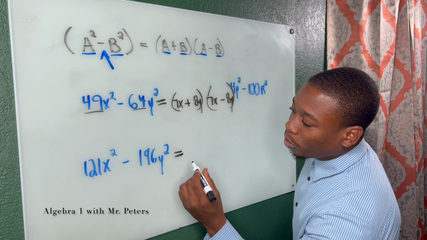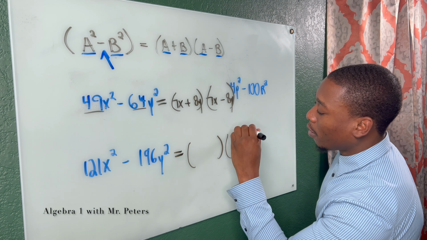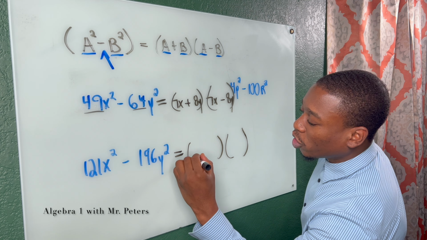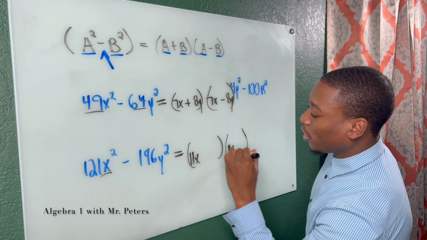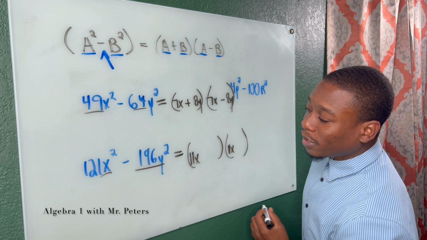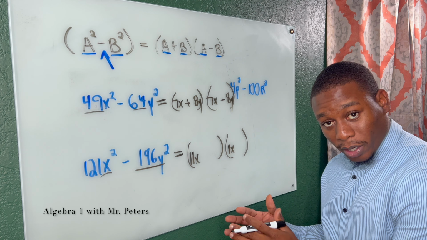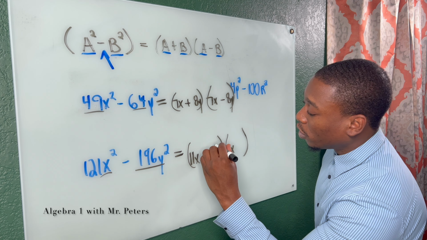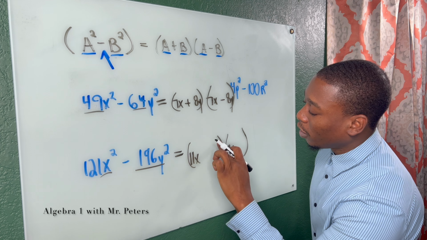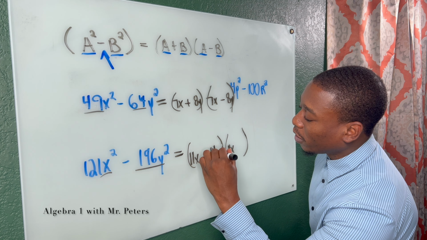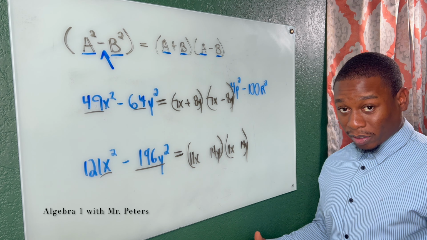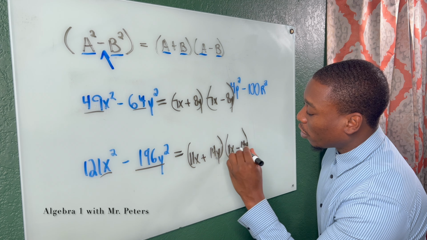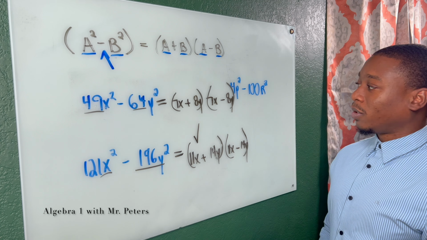Now, problem number two, same exact thing, right? 121, we know the square root is going to be 11. X squared is x, so we have 11x so far. 196y squared, we know that the square root of 196 is going to be 14. We have 14y here, and then we have 14y in the second parentheses. Now we switch our signs, and this would be correct.